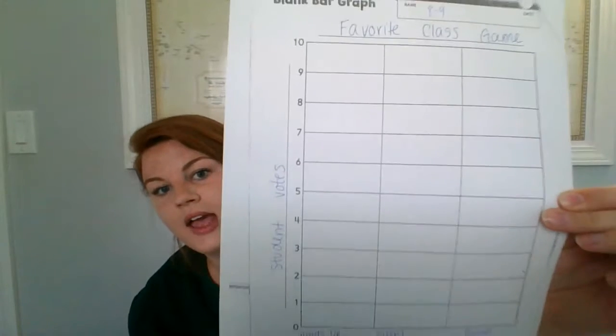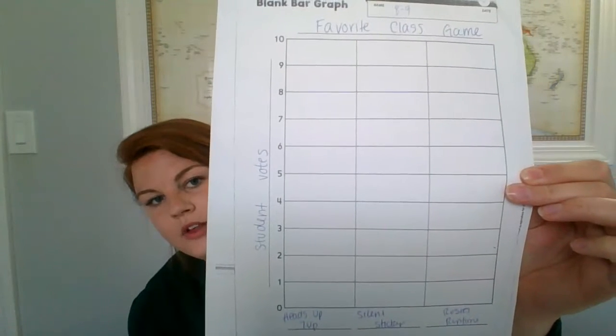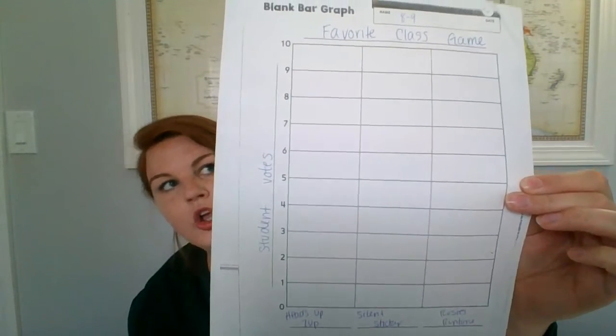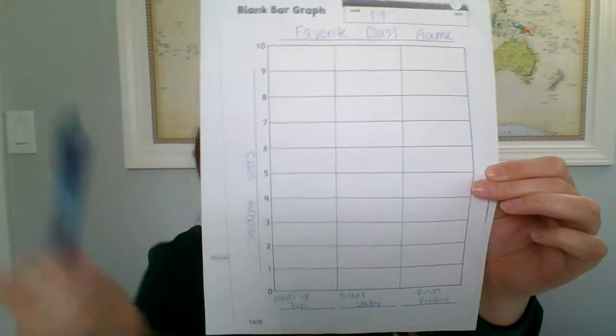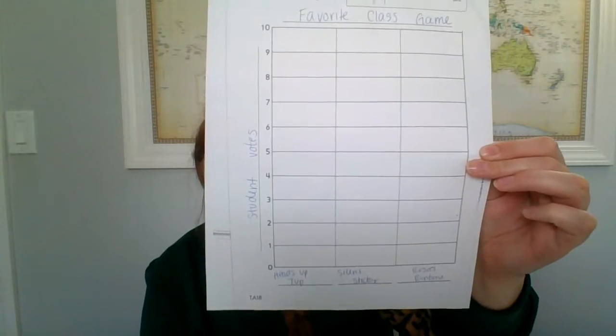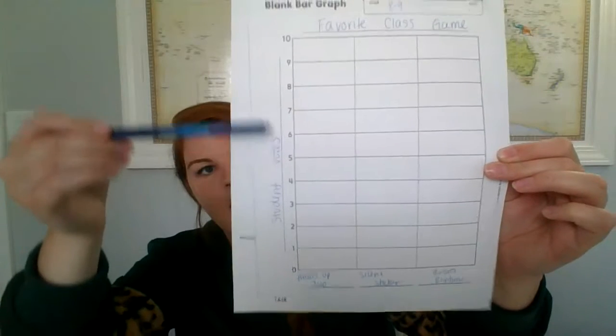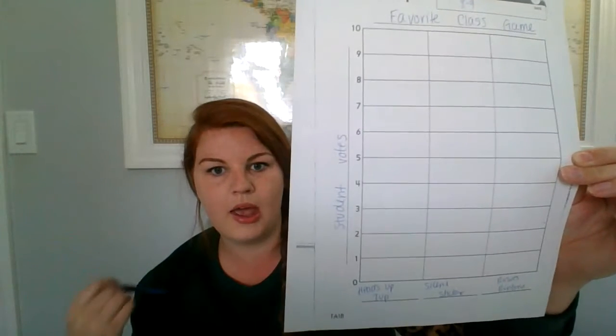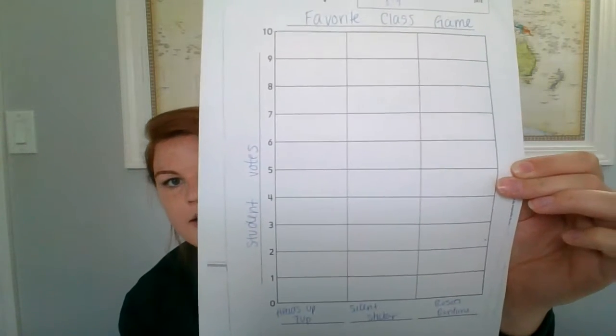Our job today is we're going to move this data onto our graph. Again, you might need to pause the video so you can label your graph. It should have a title, our favorite class games. The games are listed on the bottom, and then our side title, student votes, okay? So you can pause now and get that filled out before we keep going.